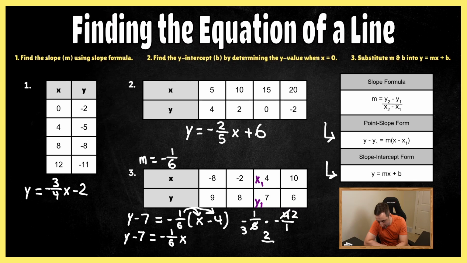3 times 1 is going to give us 3 on the bottom. We had a negative fraction times a negative fraction, meaning we're going to get a positive result. So this is going to end up being plus 2/3. I'm going to get rid of all this work here.